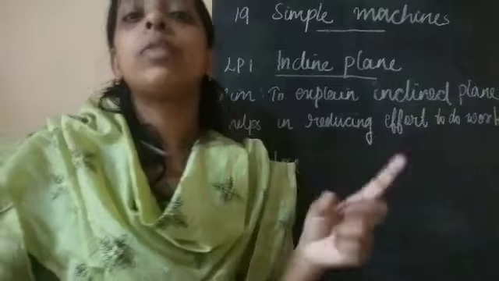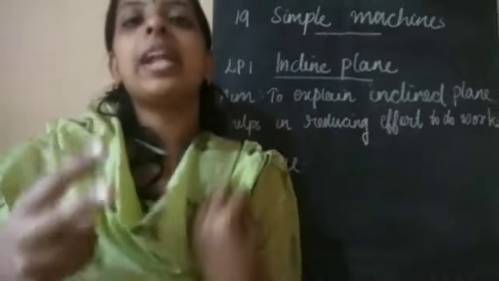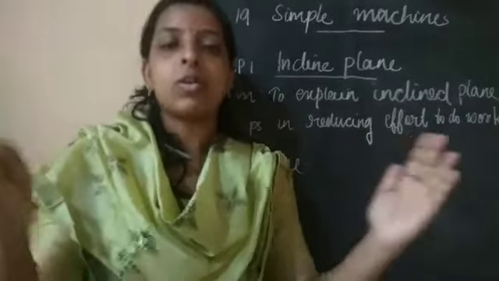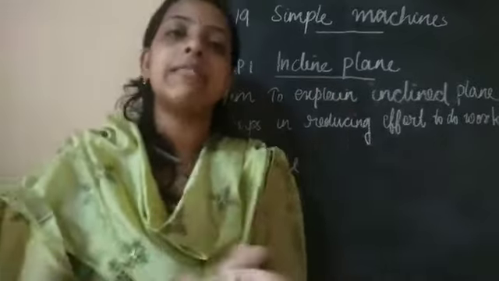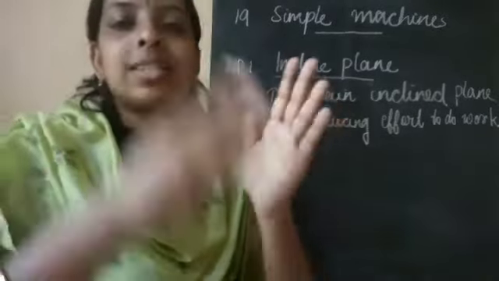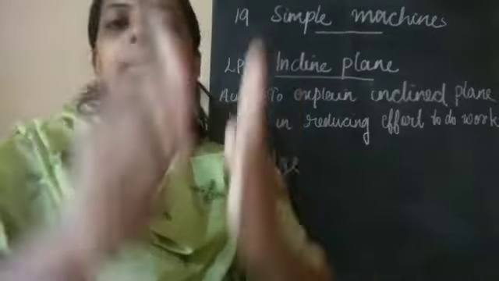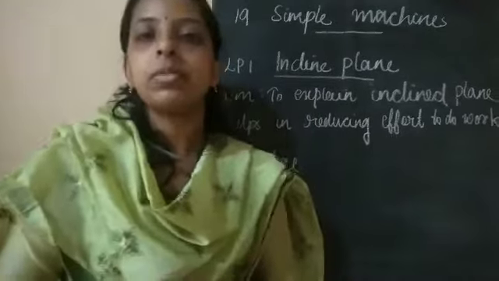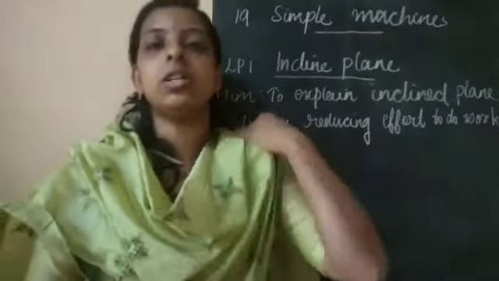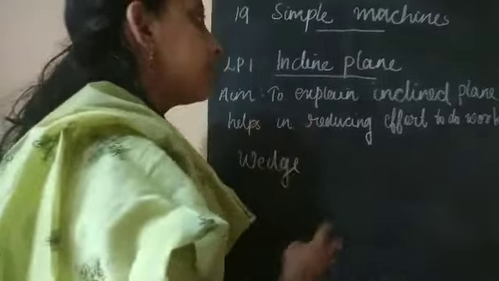A wedge is the combination of two inclined planes, and that joining surface will be what, sharp. An example we already discussed. So that's all about our first lesson.